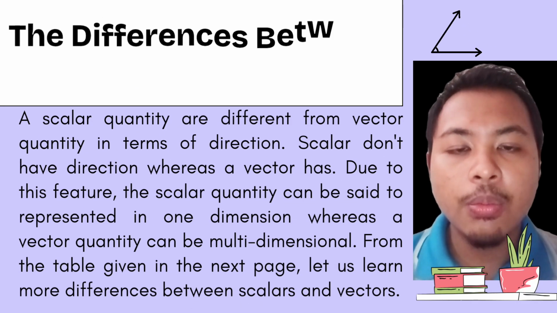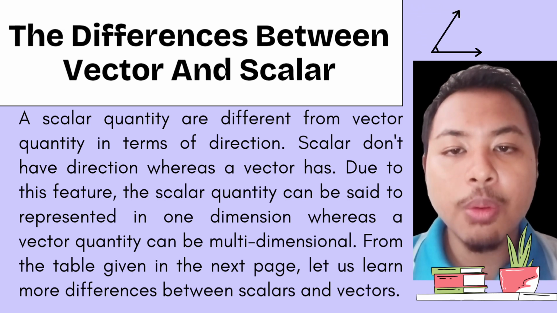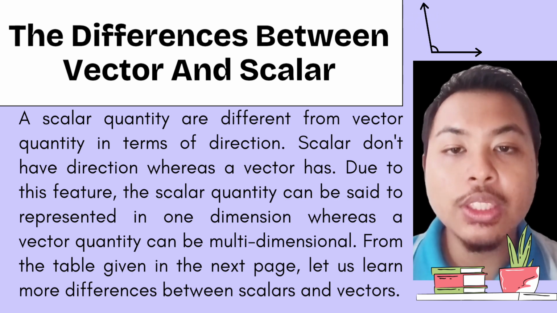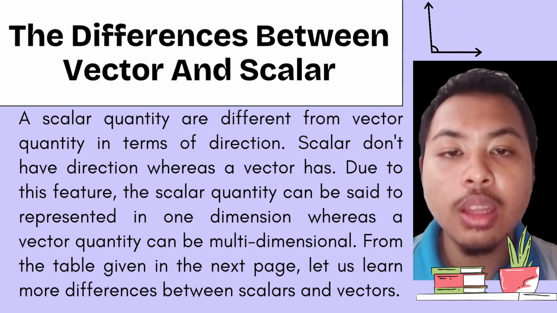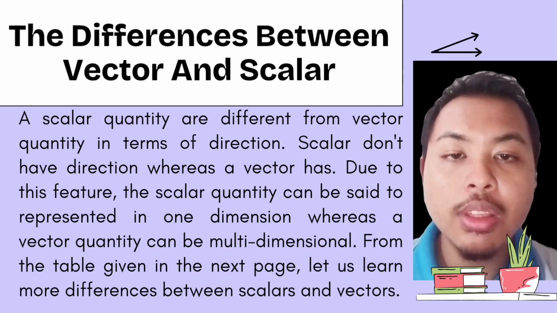So, what is the difference between vector and scalar? A scalar quantity is different from a vector quantity. In terms of direction, a scalar doesn't have direction, whereas a vector has, due to this feature. A scalar quantity can be said to be represented in one dimension, whereas a vector quantity can be multidimensional.